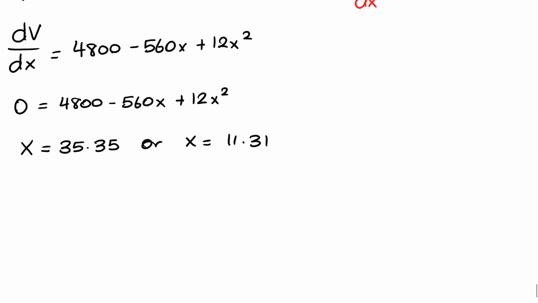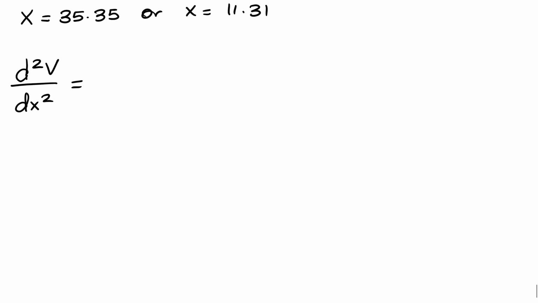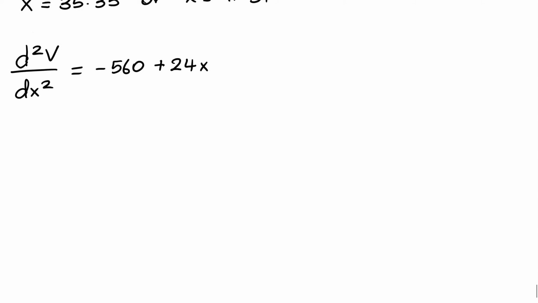So I'll differentiate this function again. Okay, so I'll have the second derivative of the function. We get negative 560 because the x drops out, plus 24x. And now I'll substitute in each x value to see what I get as my second derivative. So I'll substitute in the 35.35 first.